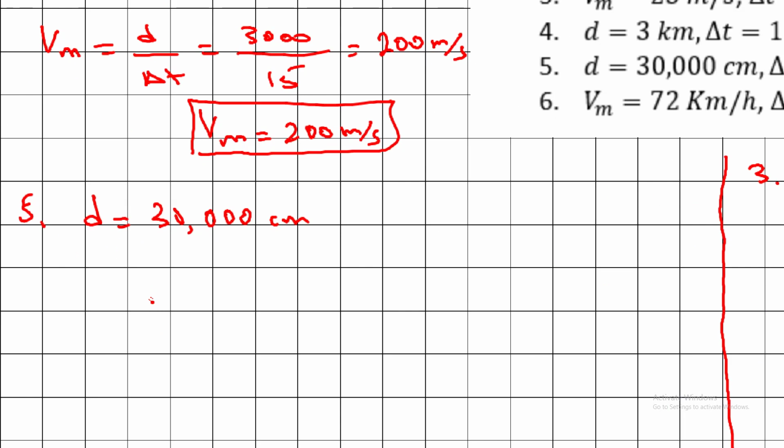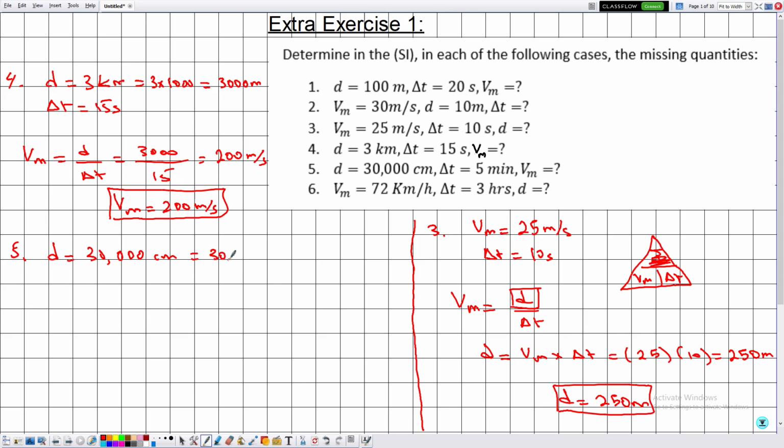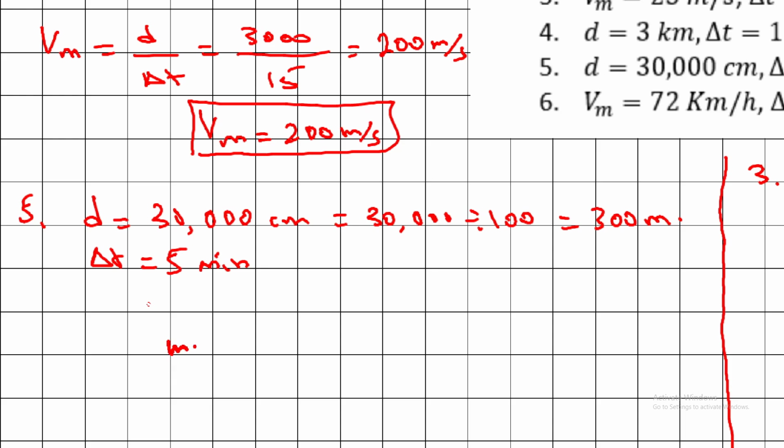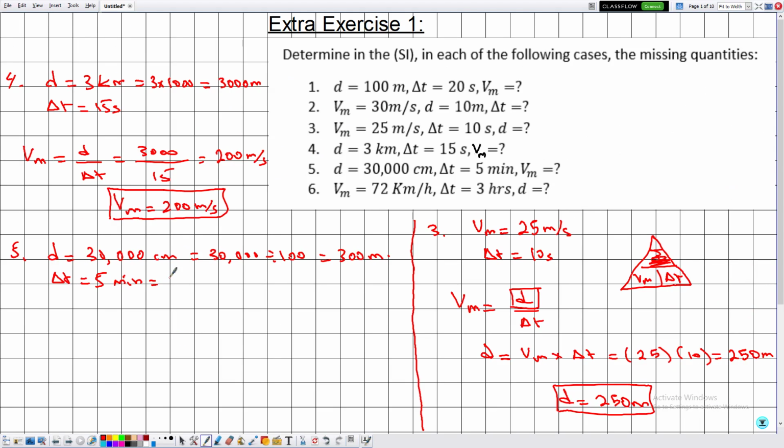Knowing that centimeters is not the SI unit of distance, in order to convert from centimeters to meters, we divide by 100. Then 30,000 divided by 100. So this is given by 300 meters. And in this case, delta t is equal to 5 minutes. Knowing that also minute is not the SI unit of time, in order to convert from minutes to seconds, we multiply by 60. Then 5 multiplied by 60, this is given by 300 seconds.